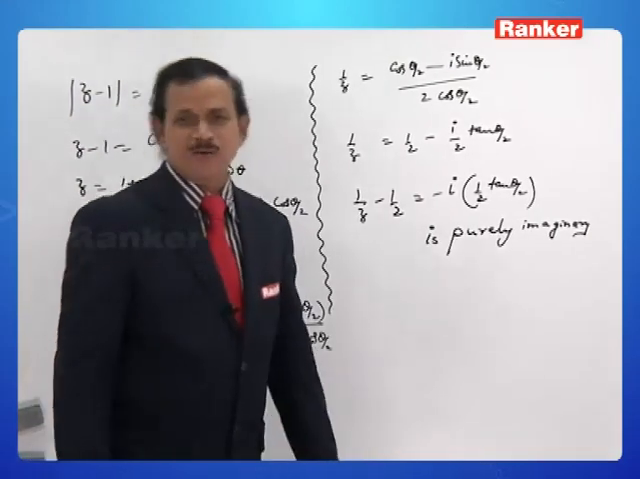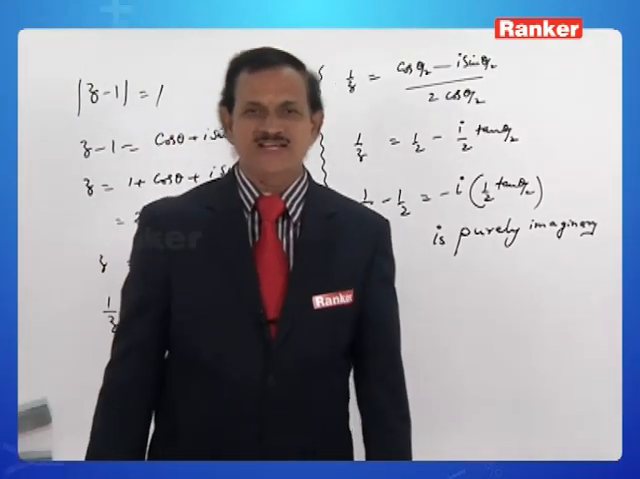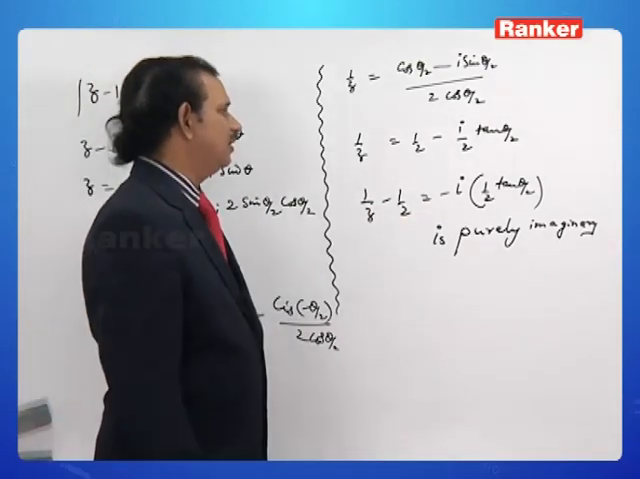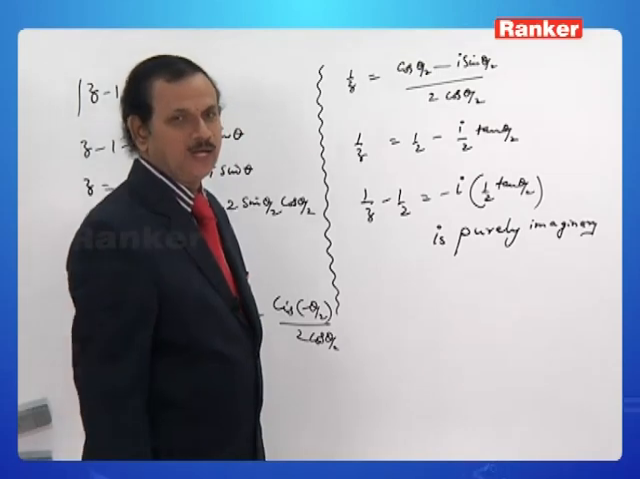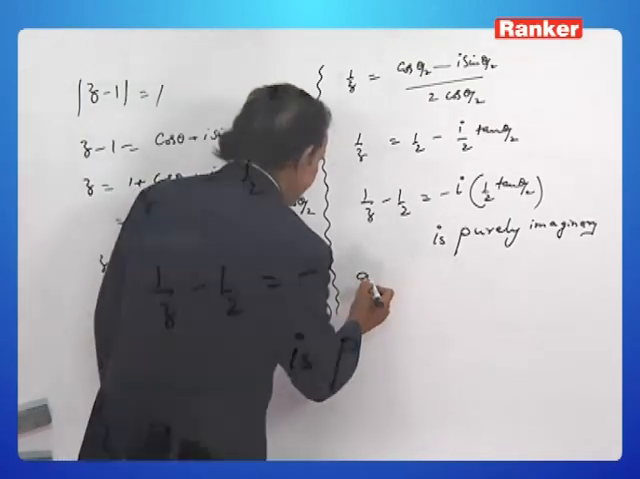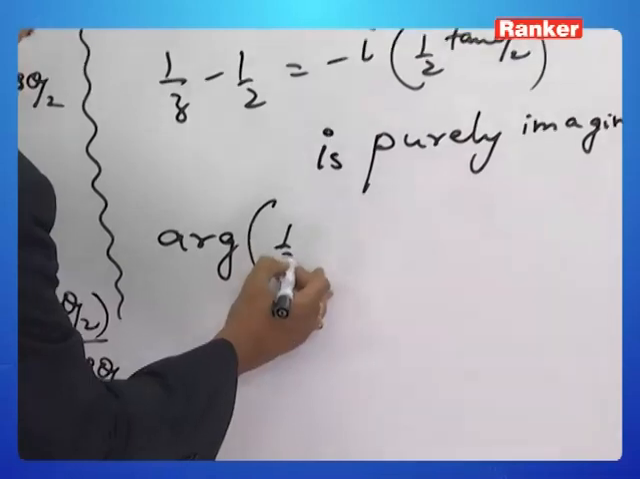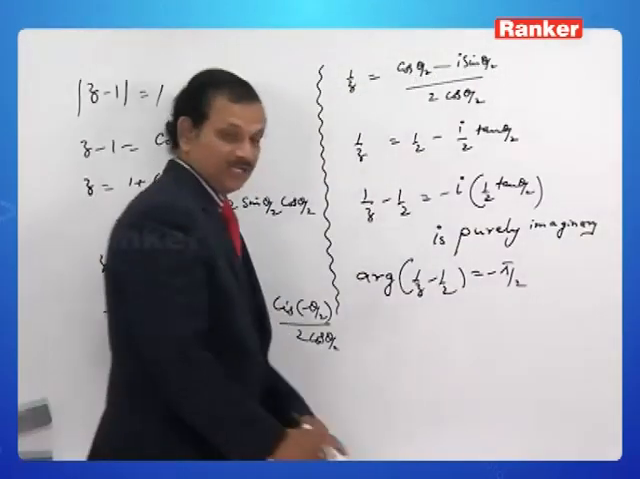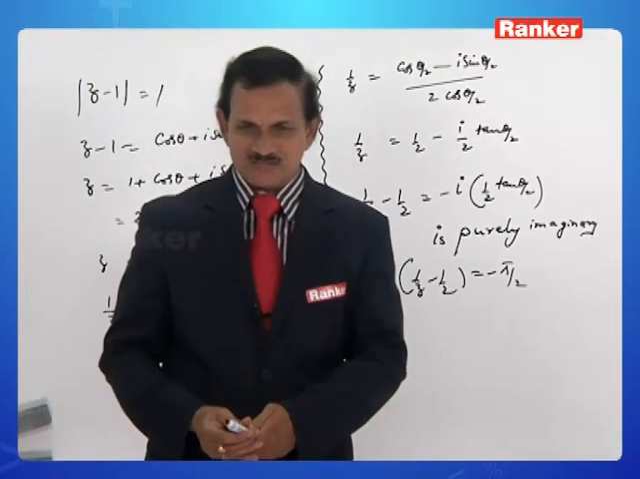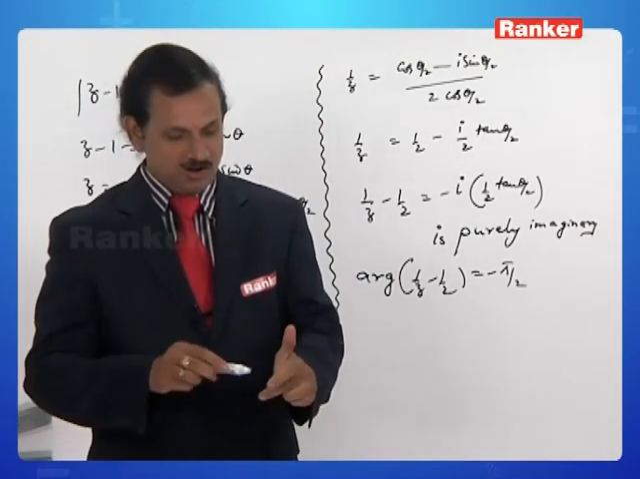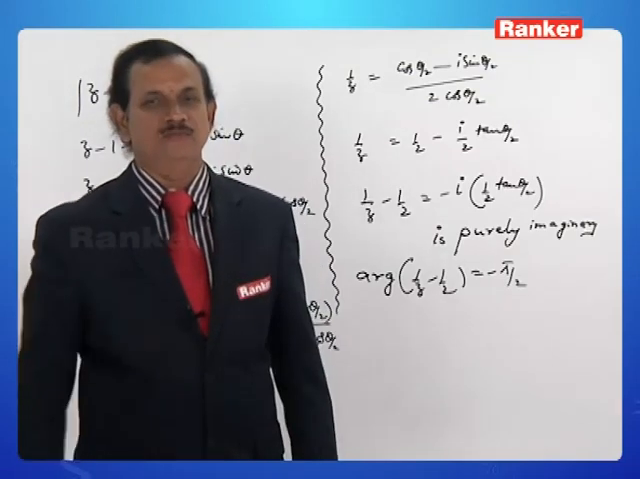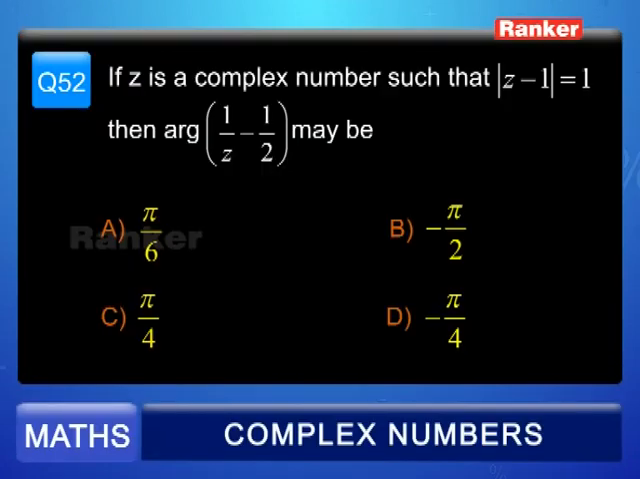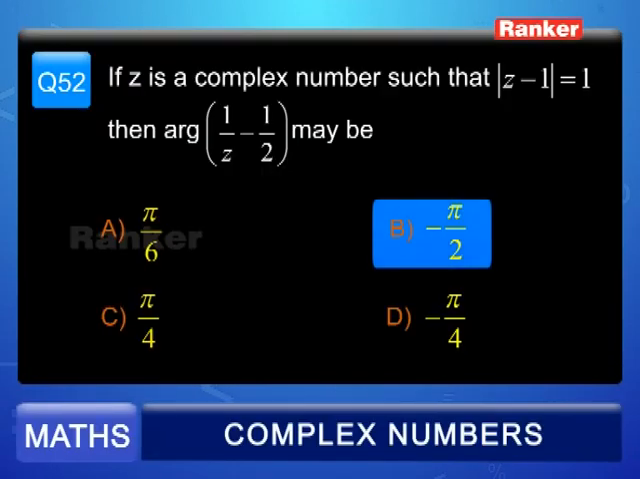If a particular complex number is purely imaginary, then we say that its argument is either +π/2 or −π/2. As it is −i into something, we say that the argument of 1/z − 1/2 is of course −π/2. Is it available among the options? Exactly. Option B is the right option. Therefore, −π/2 is the right answer.